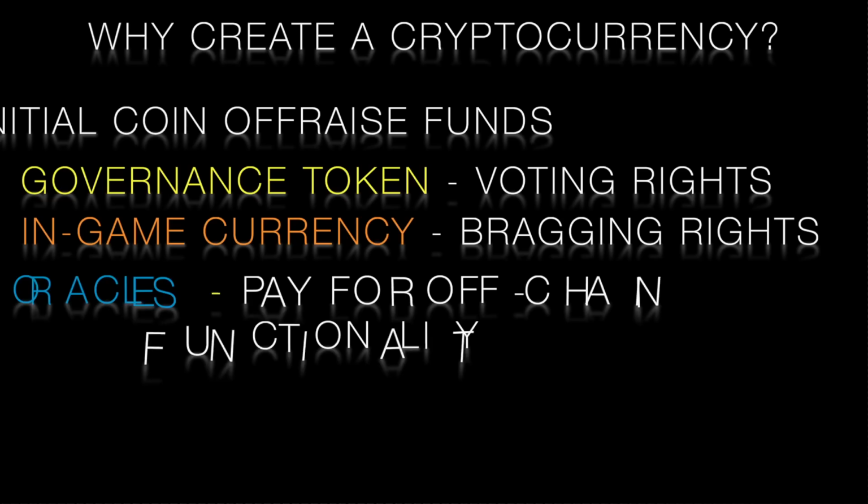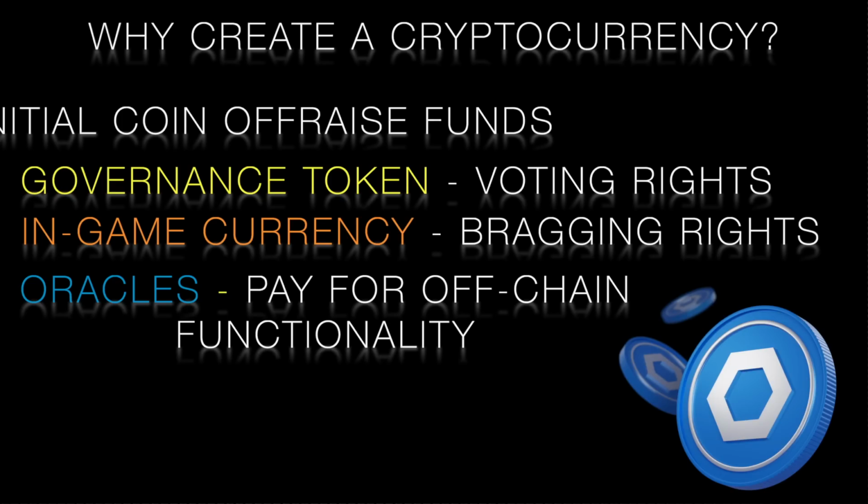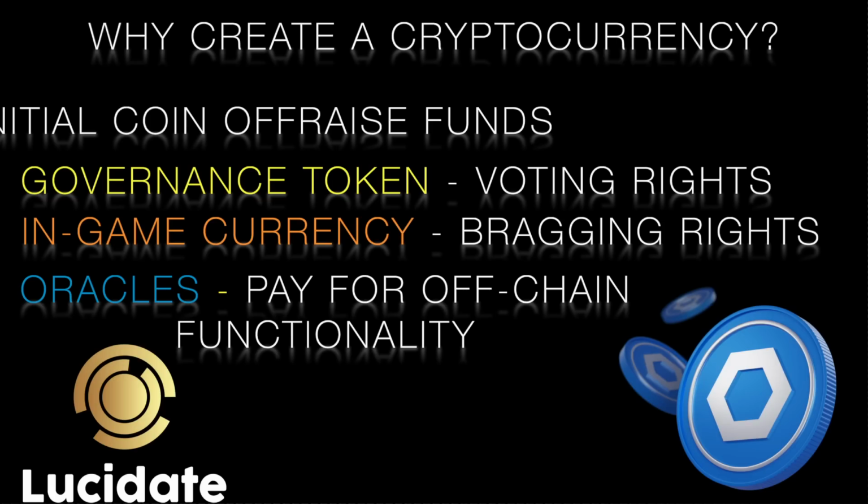Oracle access. Oracles are pieces of software that connect blockchains to external systems, allowing smart contracts to execute based on inputs originating from outside of the blockchain. Tokens serve as currency to pay network operators for retrieving and preparing off-chain data and performing computations. Chainlink's Link is an example of such a token. This is also Lucidate's primary motivation for launching the Lucy token that we will explore later in this video.